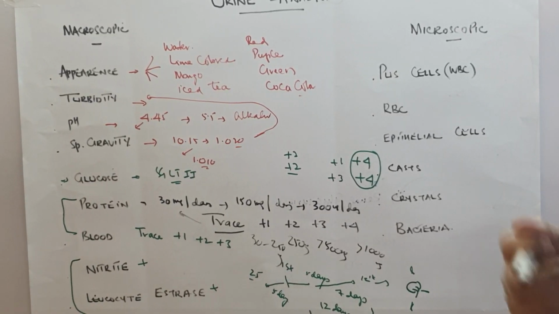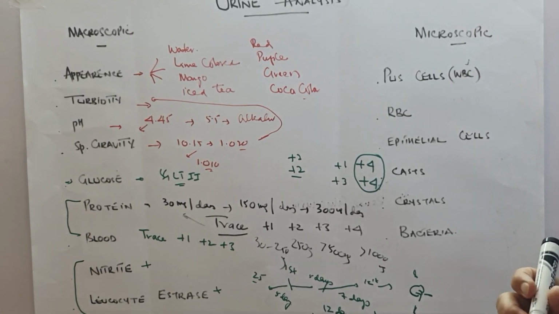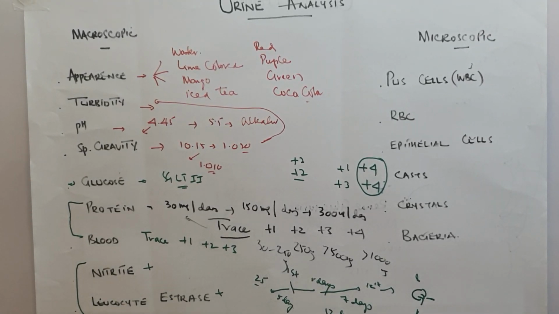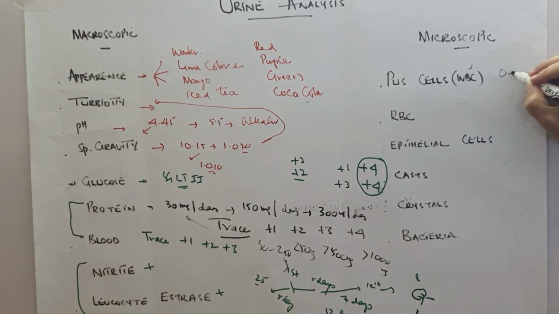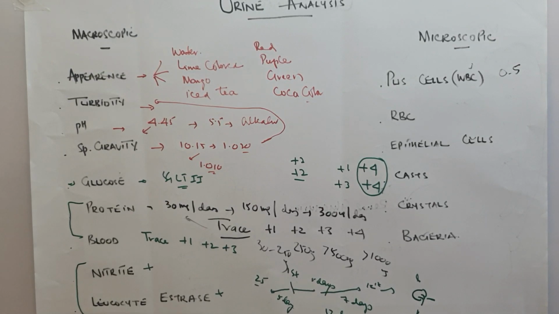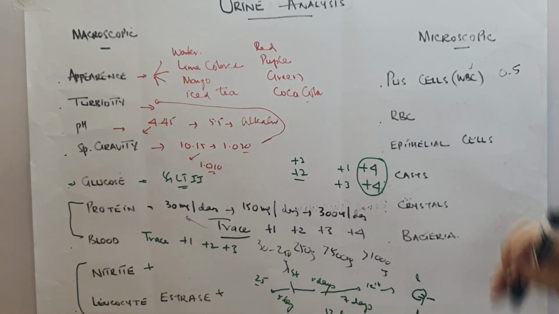Pus cells in the urine mean that there is the presence of white cells. The pus cells, in fact, are the distorted WBCs, or the broken down, or the dead WBCs. Normally, we can get 0 to 5 pus cells in the urine. And the presence of pus cells in greater amount means that there could be an underlying urinary tract infection. But once again, this has to be linked with some of the other variables on the macroscopic side.